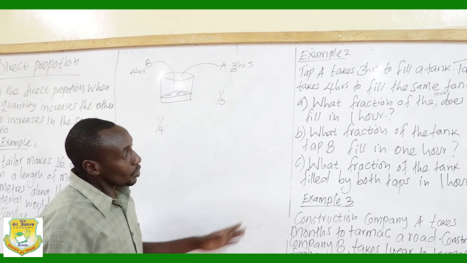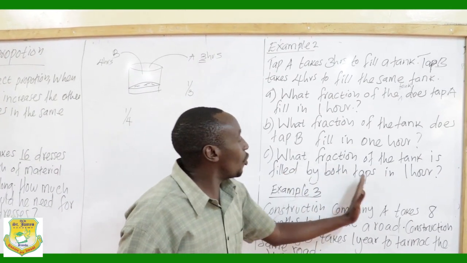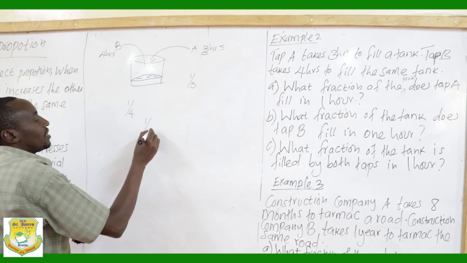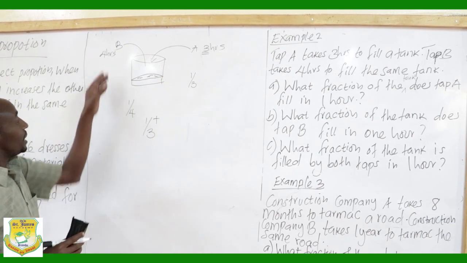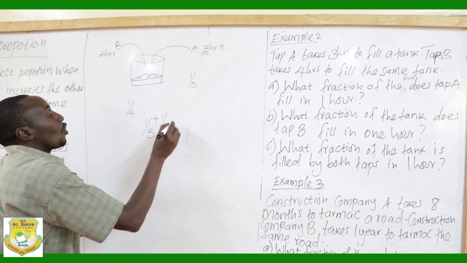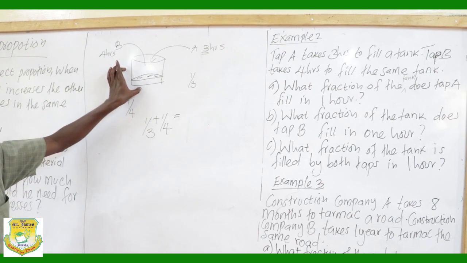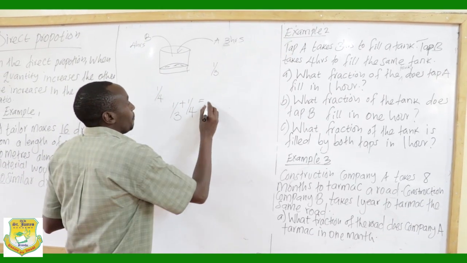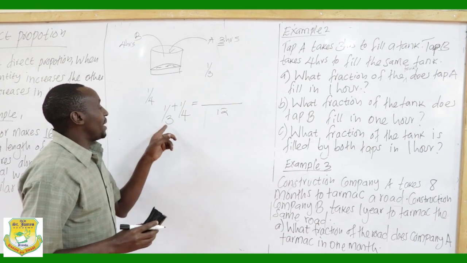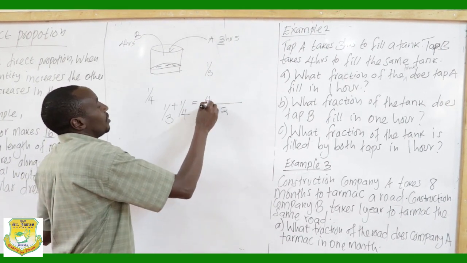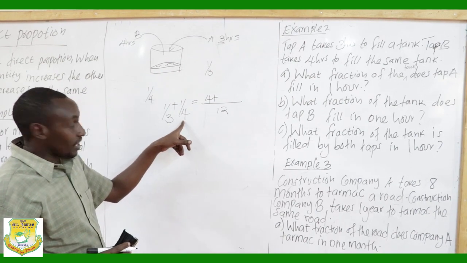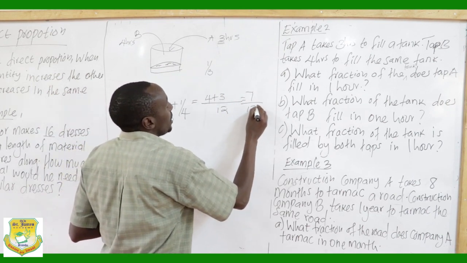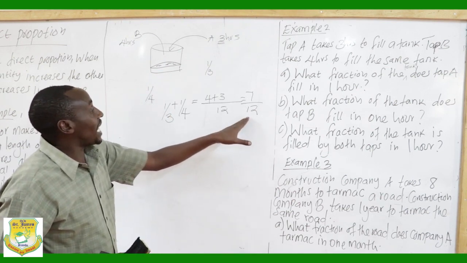Question C. What fraction of the tank is filled by both taps in 1 hour? Meaning, tap A within 1 hour will fill a third of the tank. Tap B will fill a quarter of the tank. So within 1 hour, the amount of water there as a fraction will be a third plus a quarter. I get the LCM, which is 12. 12 divided by 3, I get 4 times 1, 4. 12 divided by 4, I get 3 times 1, 3. So within 1 hour, 7 over 12 of the tank will be filled.